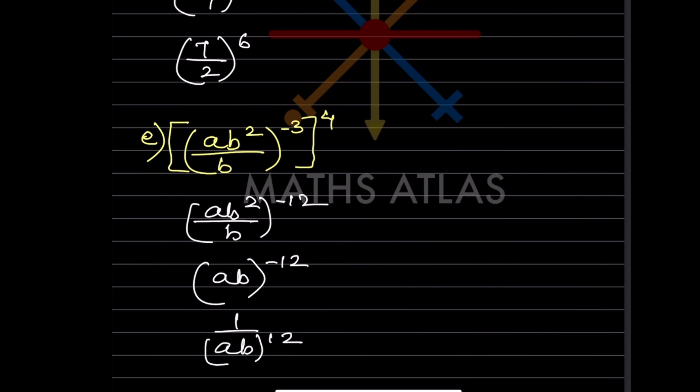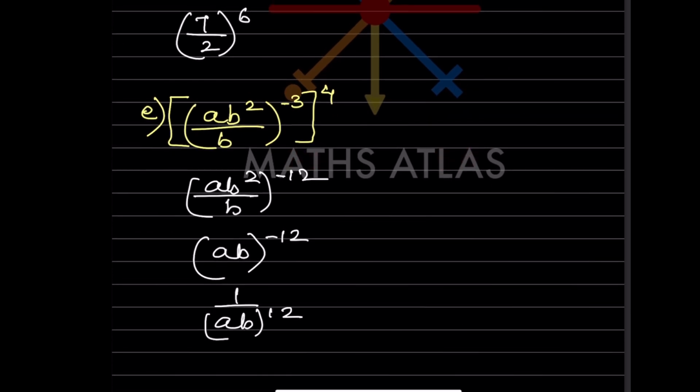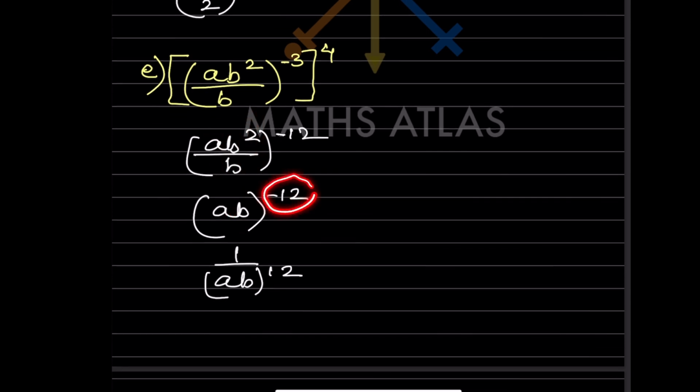Now look at here. Again, this is a raised to m into n. That is a raised to mn. So we are going to multiply this into this. That will be 3 4s are 12, minus 12. Now what we can do here, because now b square and b, so we can cut one b from here. So this will be just one b here, and a is as it is, so ab raised to minus 12. So now we want this positive one, so that will be 1 by ab raised to 12.